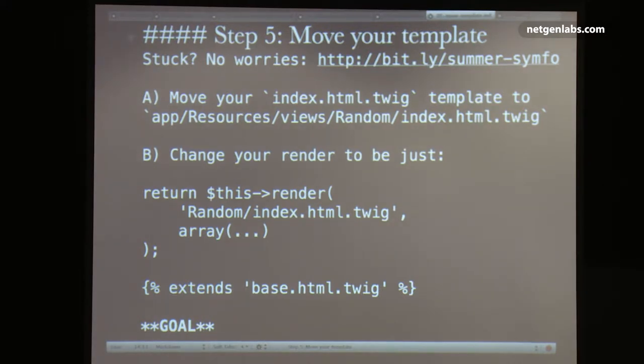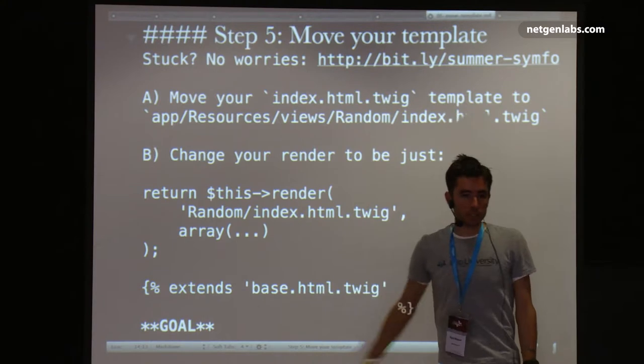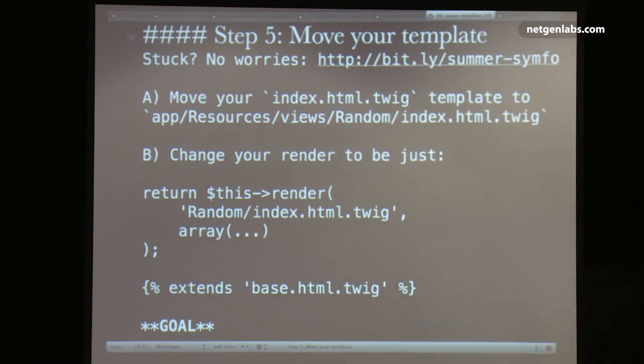So the question is, could we just say something that says sort of like, just render the template? Because clearly we're in random controller, we're in index action, so it's a little redundant to say random slash index.html.twig. There is an annotation you can put above your controller called @template, so you'd have @route, and below that you'd have @template. If you do that, then instead of returning this arrow render, you simply return the array of variables you want to pass into your template, and then something else automatically renders the template for you based on a naming convention.